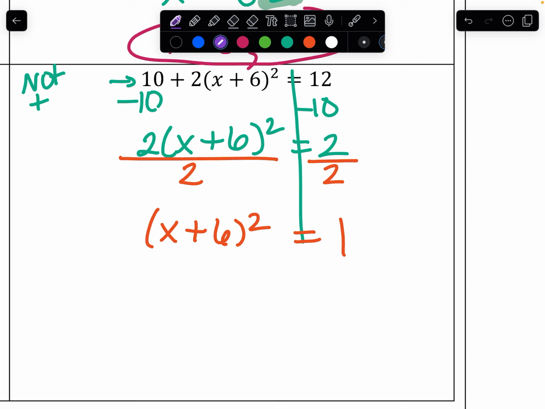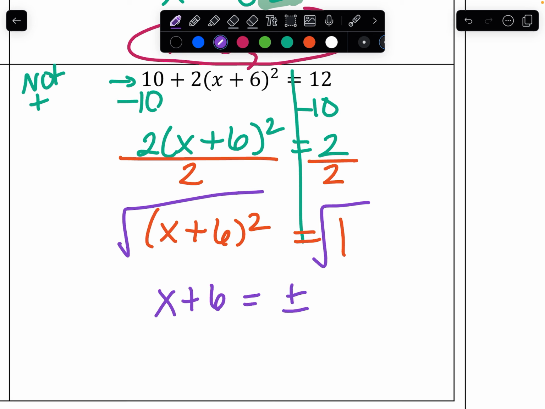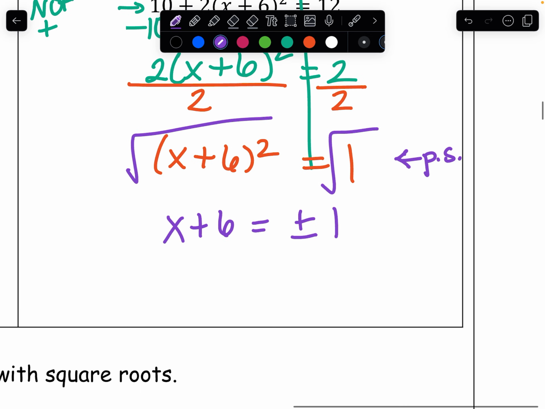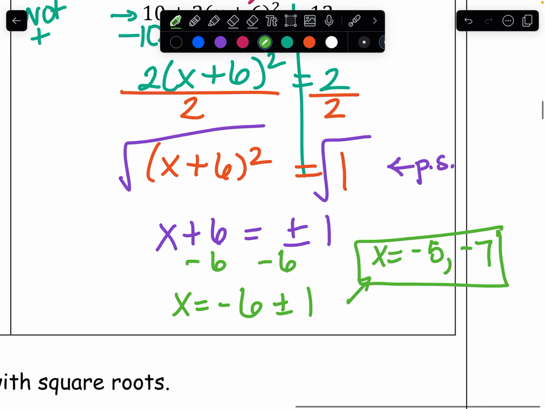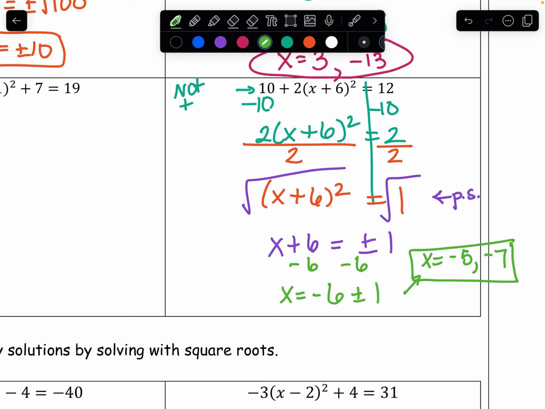Now our square term is isolated, so we're going to square root both sides to get x plus 6 equals plus or minus 1. 1 is a perfect square. Don't forget that. And so from here, we would subtract 6 from both sides, giving us negative 6 plus or minus 1. And so we would get x equals negative 5, since negative 6 plus 1 is negative 5, and negative 6 minus 1 is negative 7. Just a little thing, the order that you put your answers does not matter. So if you put negative 7 and negative 5, awesome.